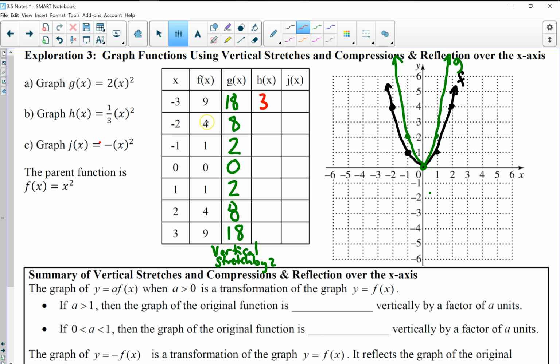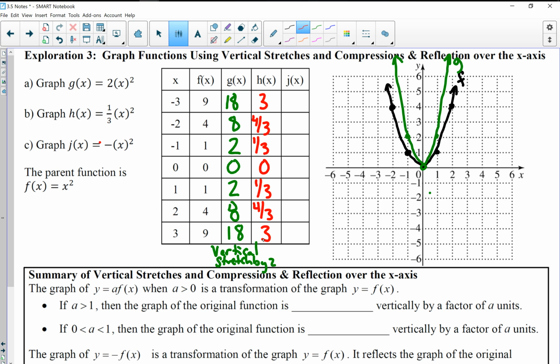Then 2 squared gets me 4. That divided by 3 gets me 4/3, or 1 1/3. 1 squared gets me 1 times 1/3, leaves 1/3. 0 squared is 0, times 1/3 is still 0. 1 squared again is 1, times 1/3 gets you that 1/3 again. 2 squared is 4, times 1/3 gets you the 4/3. And 3 squared is 9, times the 1/3 gets you 3.